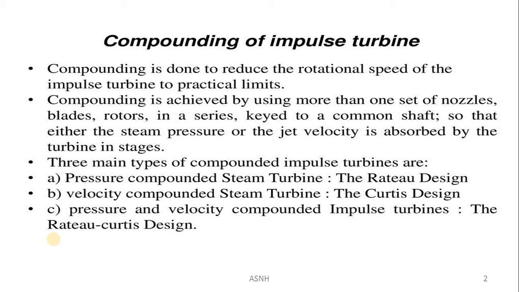So compounding is the method to reduce the rotational speed of the turbine by reducing either the pressure or the velocity of the steam through n number of sets of nozzles, blades and rotors, that is, moving blades. Compounding can be done using three basic methods. The first is pressure compounding. Here pressure is reduced, and we can maintain the rotational speed at a constant level by reducing the pressure. The second is velocity compounding. Here we reduce the velocity and thereby the rotational speed. And in the third, we reduce both pressure as well as velocity.